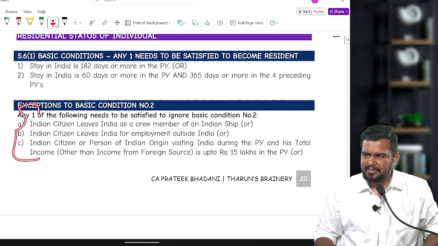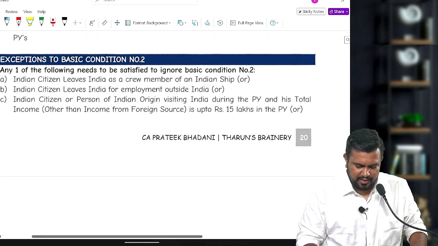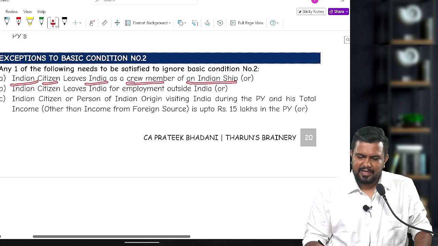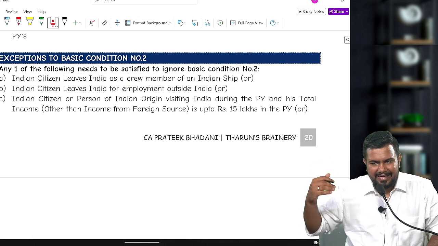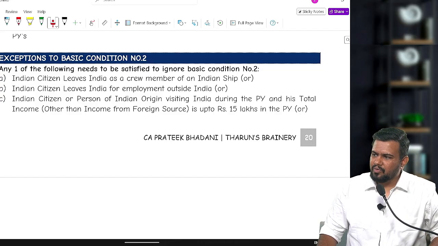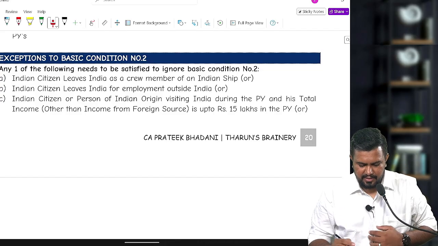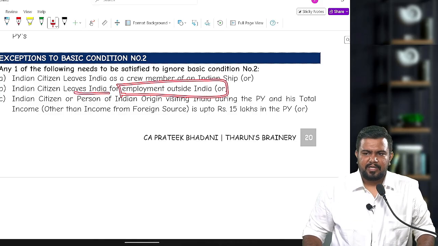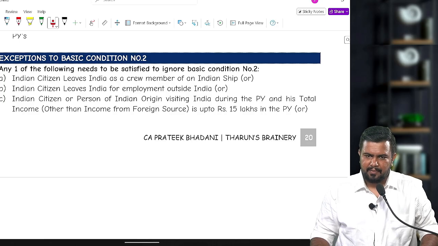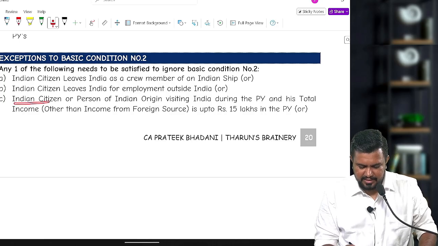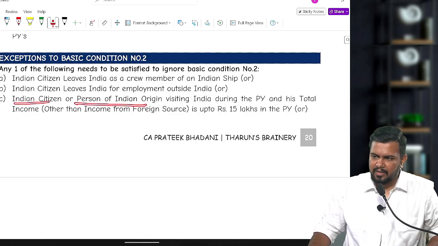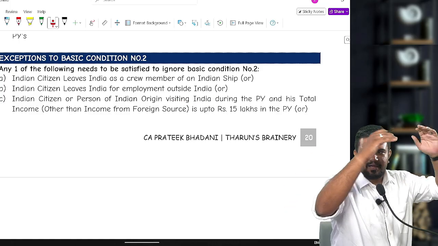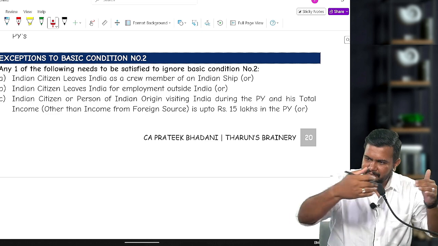For the exception cases, what are the exception cases? Number 1, an Indian citizen leaves India as a crew member of an Indian ship. Indian citizen going out of India as a crew member of an Indian ship. Second point, an Indian citizen leaves India for the purpose of employment outside India, going for employment outside India. Then the third one, an Indian citizen or person of Indian origin visiting India. So in the first two conditions, what did we see? Going out of India. The third condition is coming into India.